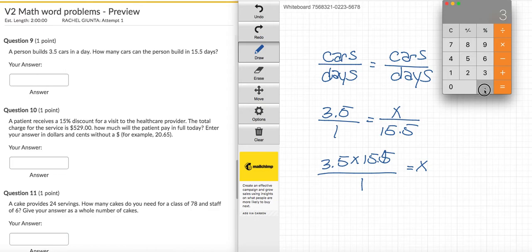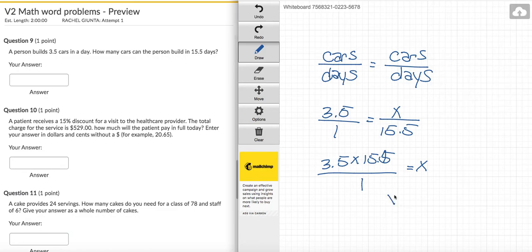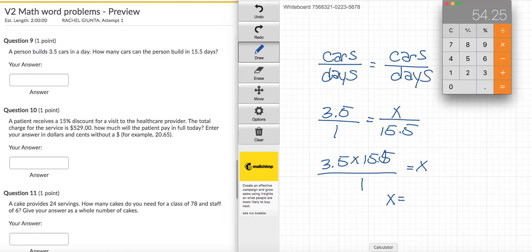So 3.5 times 15.5 equals 54.25 divided by 1. Dividing by 1 doesn't change anything. So that means that the answer is x equals 54.25.